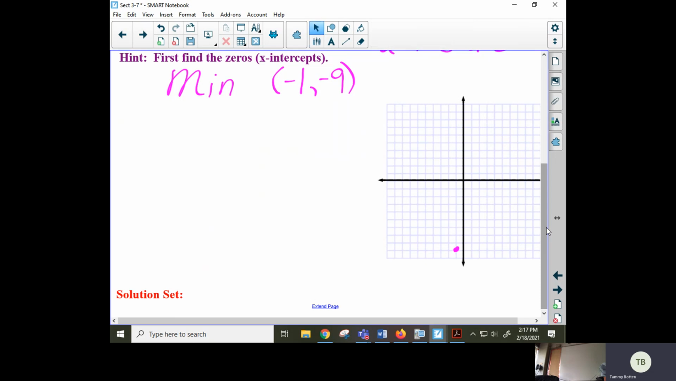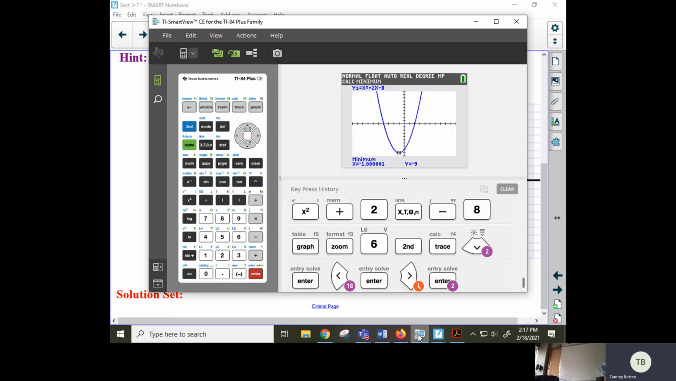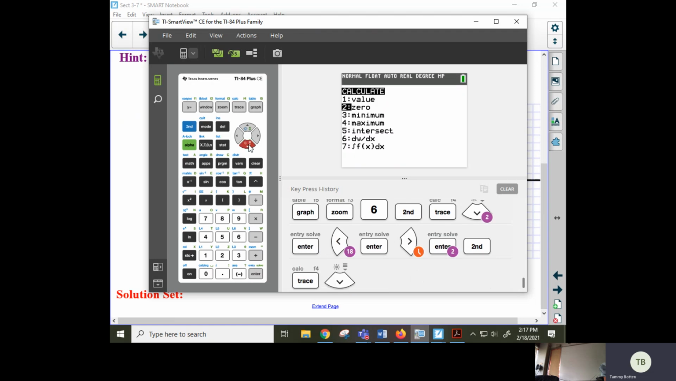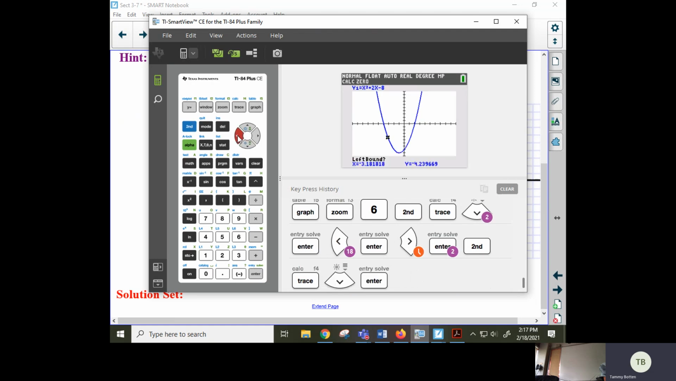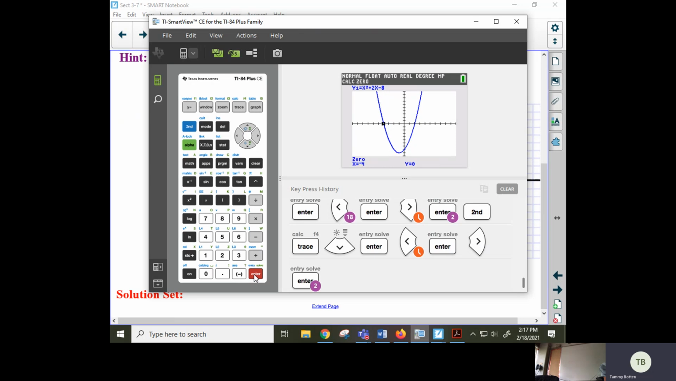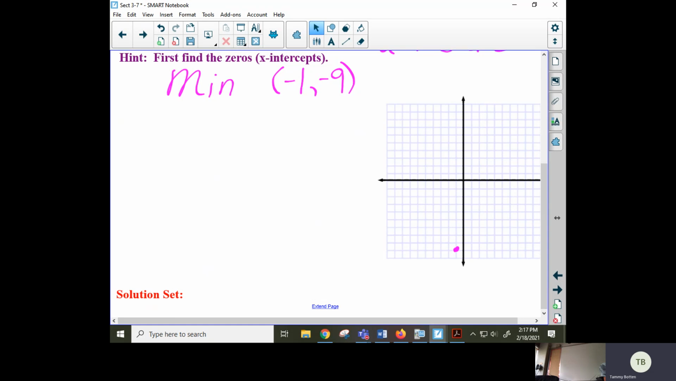So now we are going to come back here, and I have to find what these x-intercepts are. It looks to me like this goes through at -4 and that goes through at 2, but I'm just gonna make sure. So I'd go second, trace again, down to 0. Move this so it's to the left of the first 0. Move it so it's to the right of the first 0, and then hit enter again, and that is at -4. Okay, so that's one of my x-intercepts.